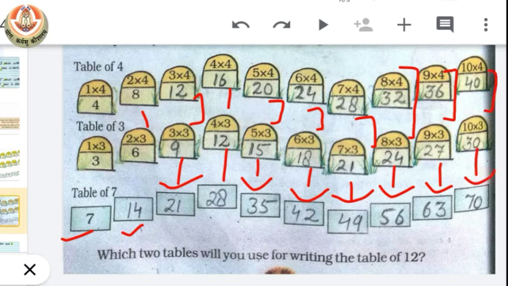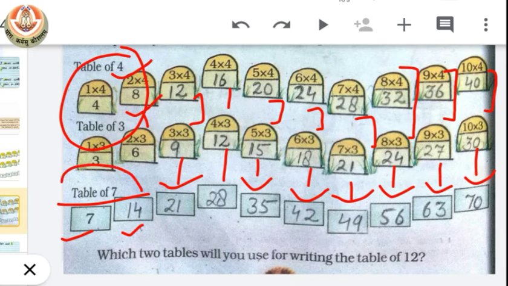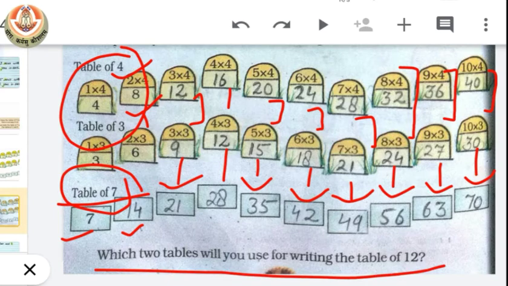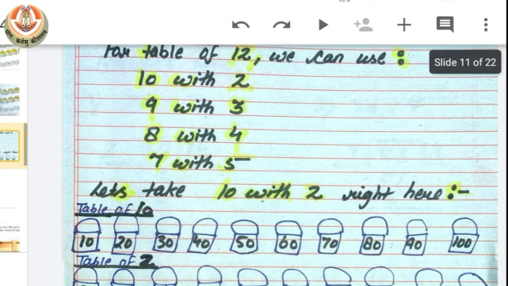So you can easily see how we can make a table with the help of two tables. But the catch is that the numbers we use should be particular numbers, like 4 and 3, which when added give 7. Okay, now we have an activity to make a table of 12. So let's do the activity.